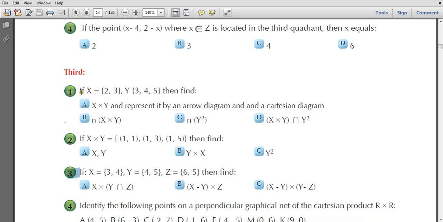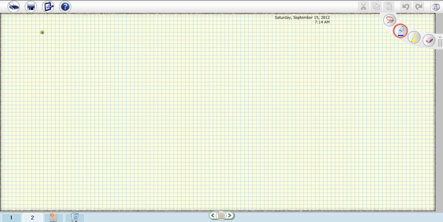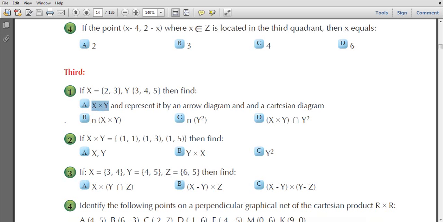The question says, if x equals {2, 3}, y equals {3, 4, 5}, then find the Cartesian product of x and y, and represent it by an arrow diagram and a Cartesian diagram. Okay, let's first find the Cartesian product of x and y. We have two sets, x is {2, 3} and y is {3, 4, 5}. So question number 1, we have x, let me write x here, it's {2, 3}, and here y, which is {3, 4, 5}.